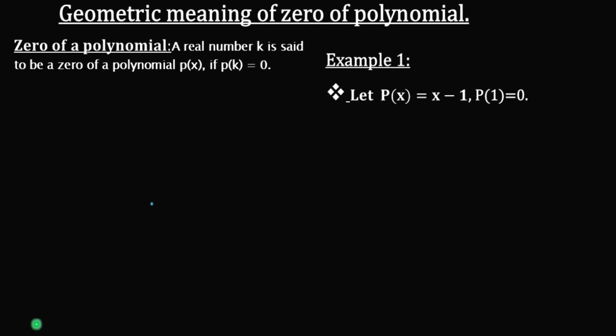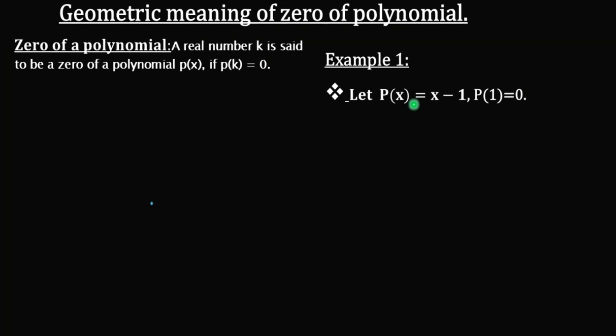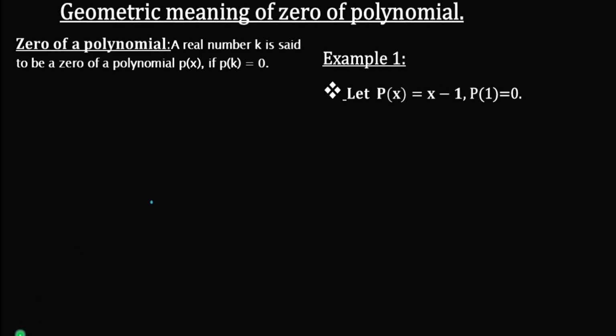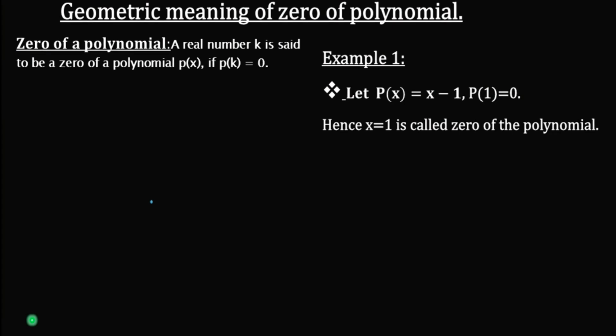Okay. For example, let p of x equal x minus 1. So instead of x, if we put 1, then we will get 1 minus 1, which is equal to 0. So what is the zero here? That is 1. x equal to 1 is the zero of the polynomial. So the zero of the polynomial here is x equal to 1.